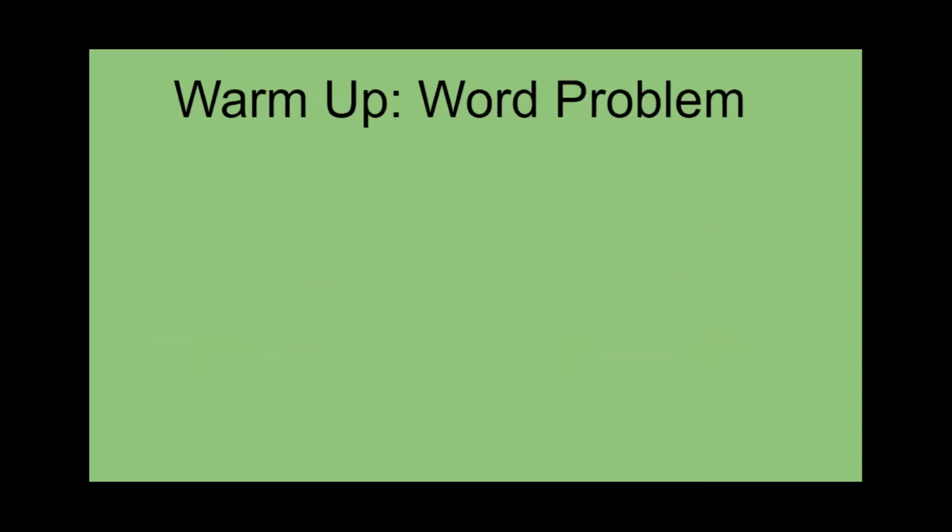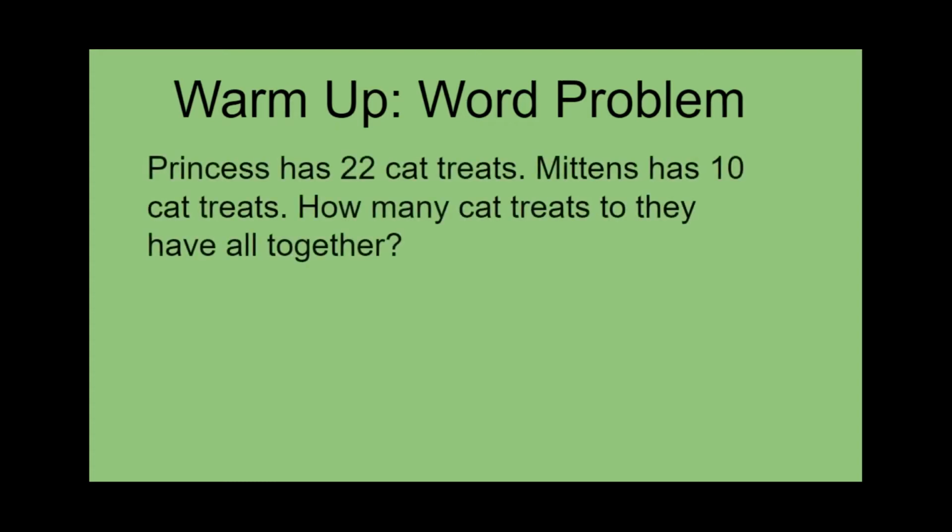Let's continue. Next, we're going to do a word problem together. Our problem says, Princess has 22 cat treats. Mittens has 10 cat treats. How many cat treats do they have all together?